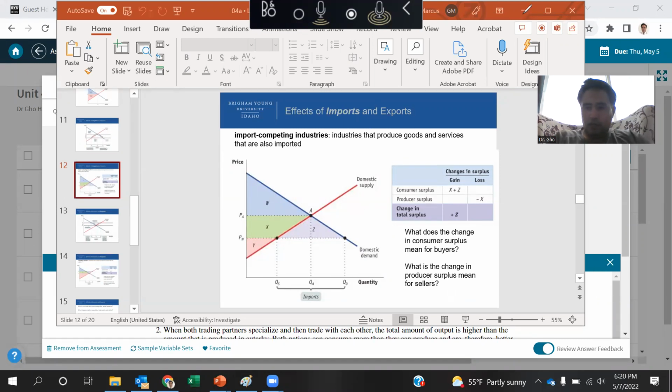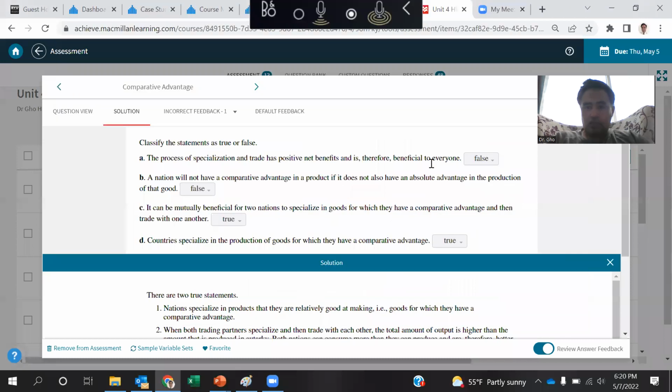That's why that first one is wrong, because it is a categorical statement stating that it's beneficial to everyone. It's not beneficial to some people. There are winners and losers there.